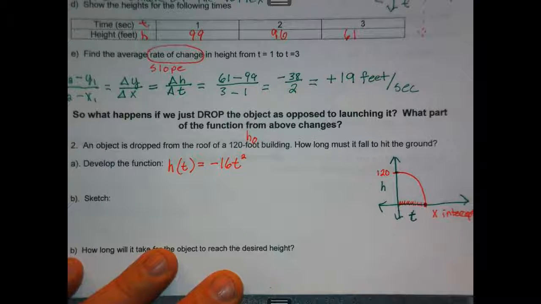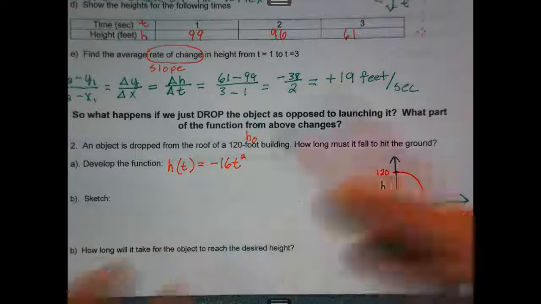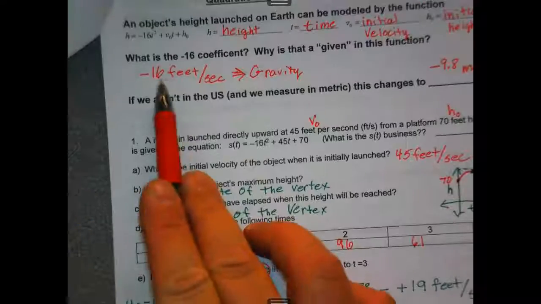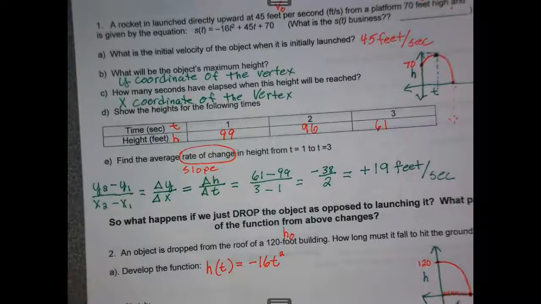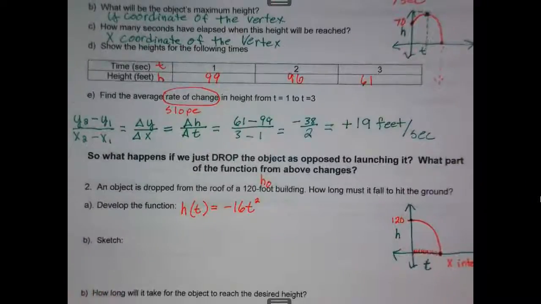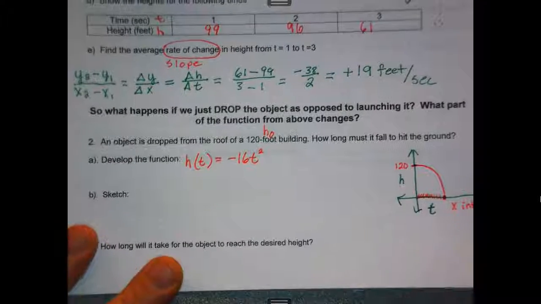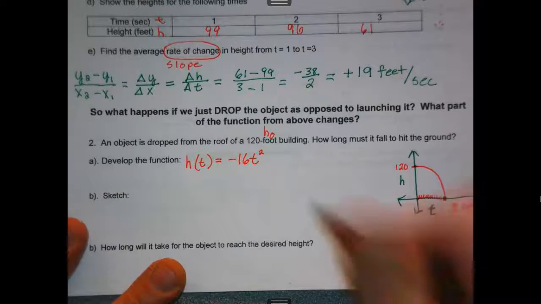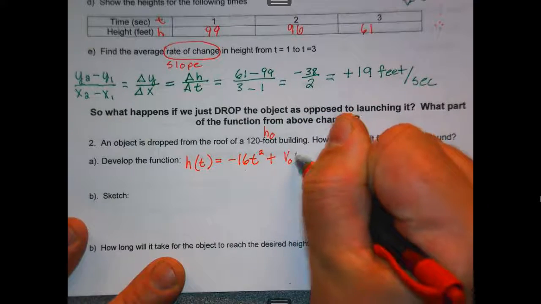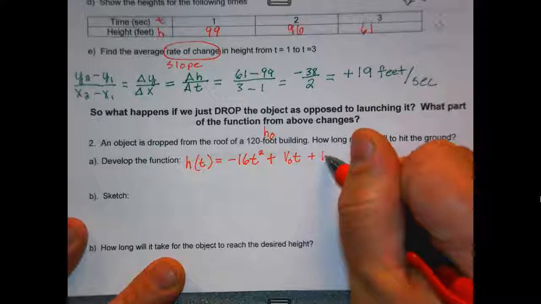Yeah, that's gravity. There's nothing I can do about it. That's the gravity constant. Gravity is negative 16 feet per second squared. It's constant in physics. Okay, so I have negative 16 t squared. Remember, I'm trying to get that v sub 0 times t plus my h of 0, right?